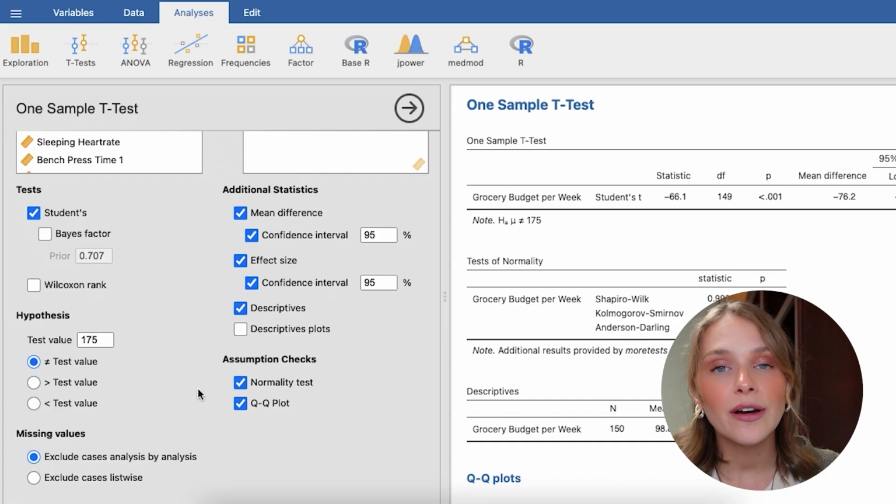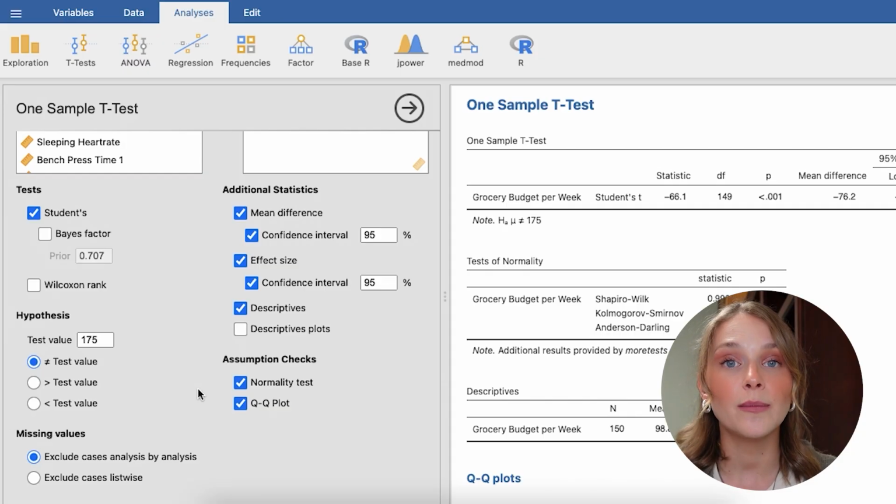So assumptions are a series of standards that go along with statistical analyses. And we need to make sure that we have met those assumptions prior to completely interpreting the results, so that we can make sure that our interpretations are accurate. So there are two important assumptions of a one sample t-test that I want to talk about with you.